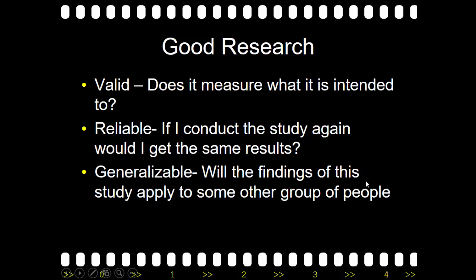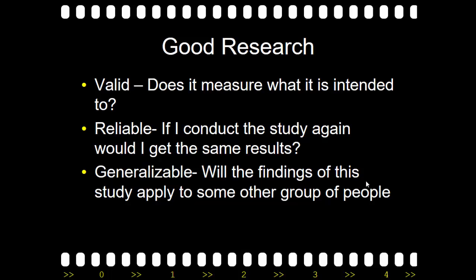All right, all of the research methods, in order to be good, valid research, have to make sure they have these three things. So they have to be valid. It has to measure what it is intended to measure. It has to be reliable, so that if I conduct that same study again, I want to make sure I got the same results. And then I have to be able to generalize. Will the findings of this study apply to other groups of people?